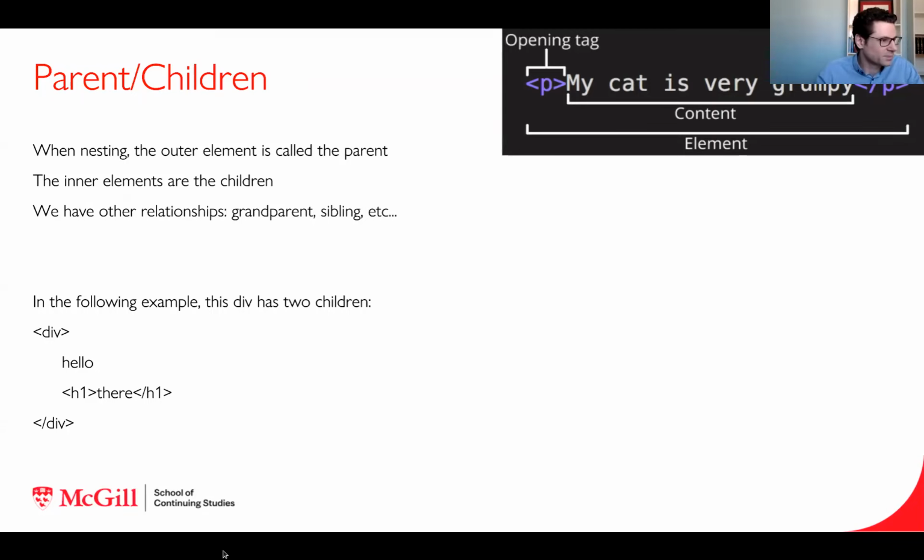So if you think of div as a parent, then this H1 element right here, which I'm furiously pointing at, is the child. So you have a parent-child relationship. And this text element is also a child of the div. So the div is the parent of two wonderful children, one of whom is just text and the other one is a full-fledged element. Questions? No.